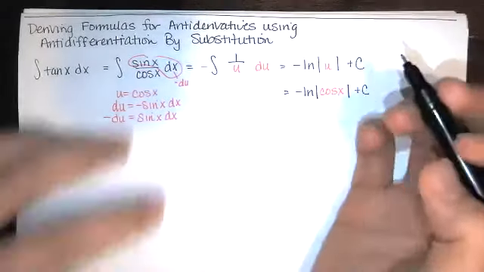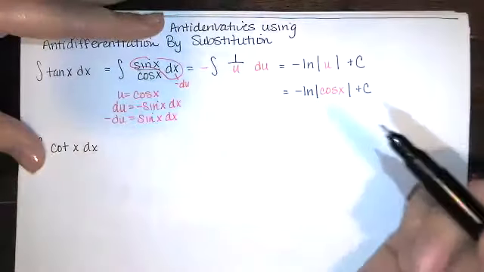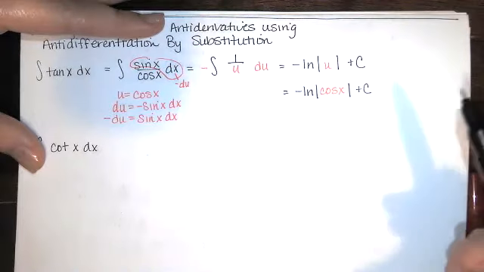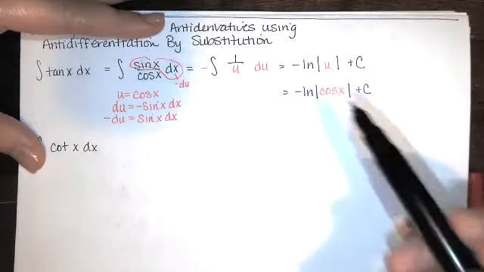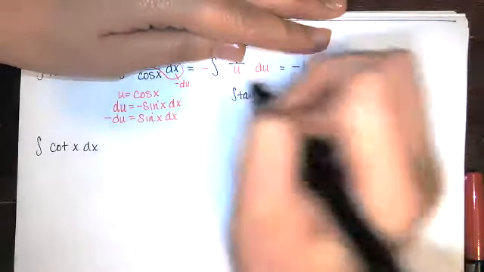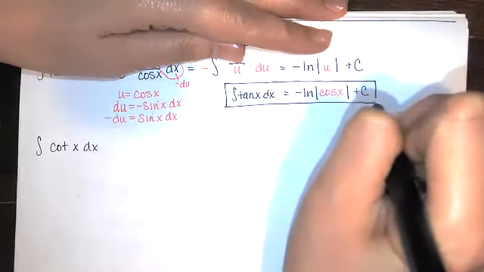So this is one more rule for your note cards. I recommend that you be very familiar with this rule. Antiderivative of tangent is negative natural log of the absolute value of cosine of x, plus c. That's one rule on your sheet. That's where that comes from.